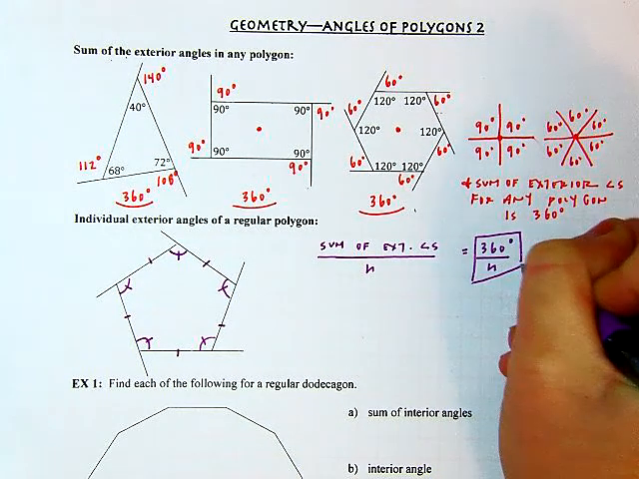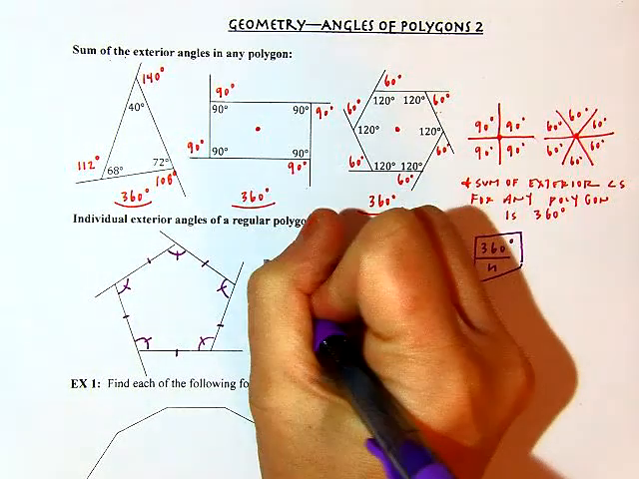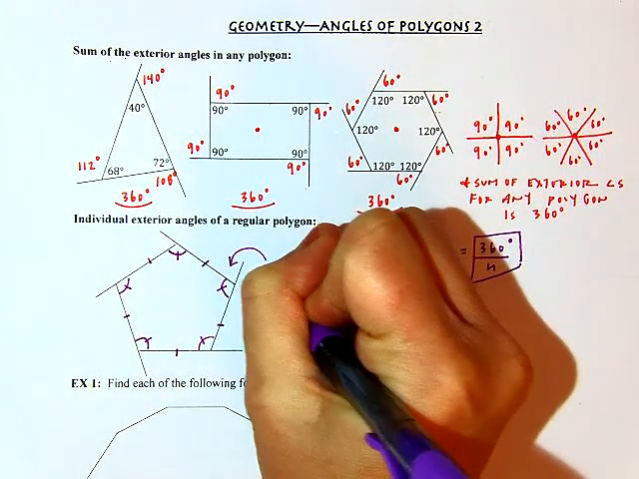Pretty easy calculation. Again, the sum of all of the exterior angles in any polygon is always 360. If I want one individual exterior angle for a regular polygon, it has to be regular because that means all of the sides and angles are the same. They're all congruent, right? I take the sum, 360, and I split it n ways. That would get me this measure right here, the exterior angle.